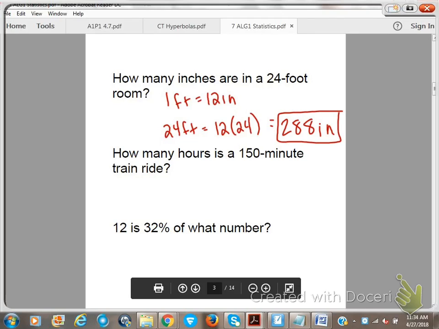All right. How many hours is a 150-minute train ride? 2 hours and 30 minutes. How would you figure that out? You divide 150 by 60. Good. If you want to go from minutes to hours, you're going to take 150 divided by 60. The zeros cancel out there real nice. What can you divide both 15 and 6 by? 3. So 5 over 2 or 2.5. What's our label at that now? Hours.